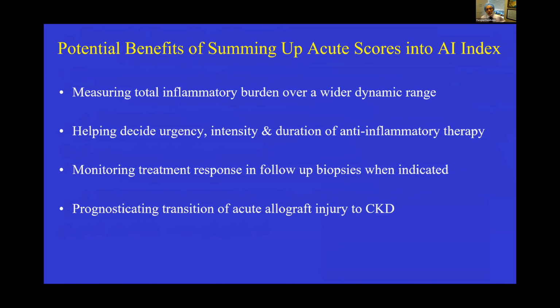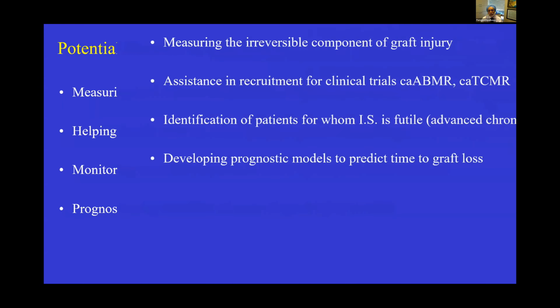There are therefore potential benefits of summing up those acute scores in what we might call an activity index, and the potential benefits are measuring total inflammatory burden over a wider dynamic range instead of just 0, 1, 2, 3, helping decide the urgency, intensity, and duration of anti-inflammatory therapy, monitoring treatment response in follow-up biopsies when indicated, and prognosticating the transition of acute allograft injury to chronic kidney disease.